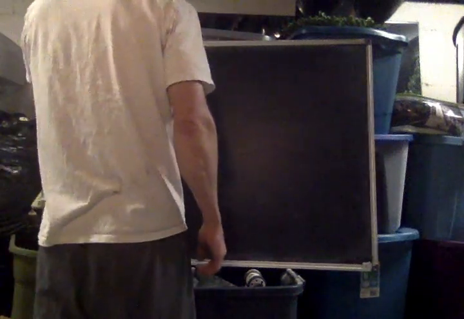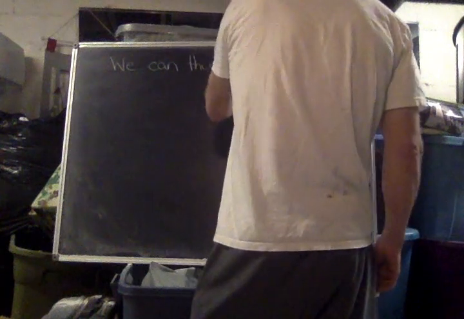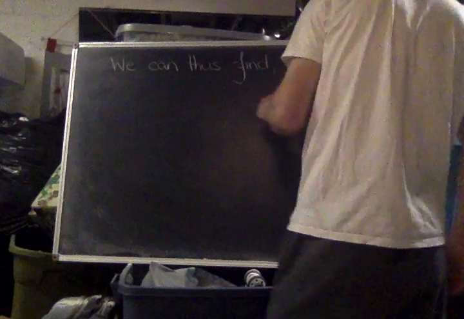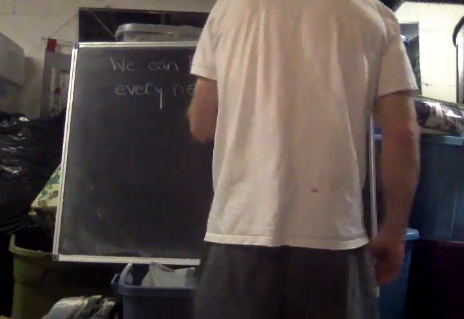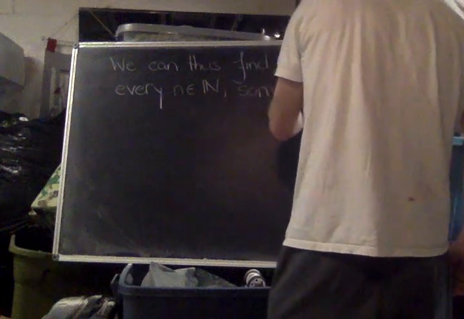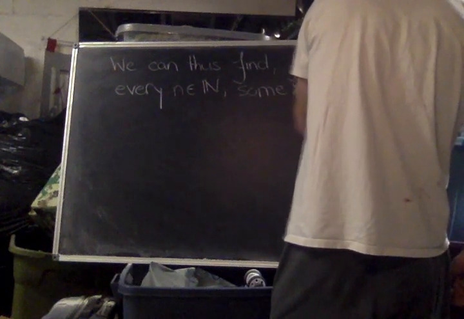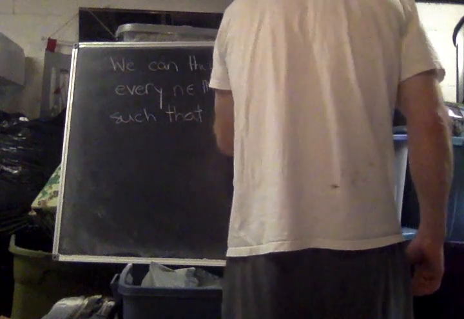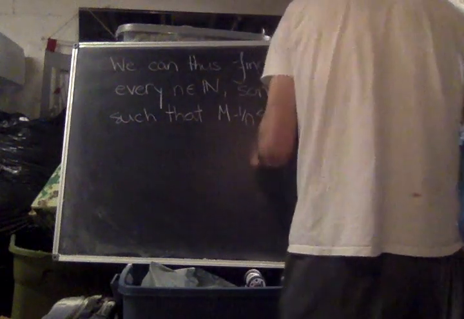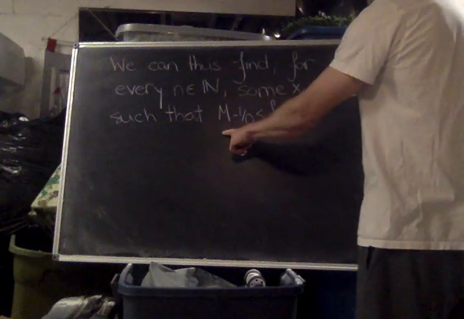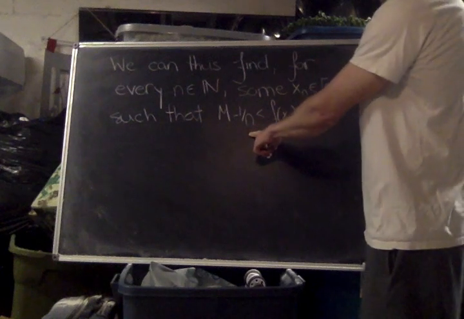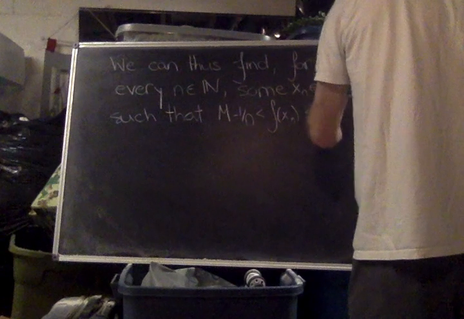So we can thus find, for every natural number n, some x sub n in the interval from a to b such that the value of the function at xn, f of xn, is strictly bigger than the sup of all the function values minus this small positive number 1 over n, and then, of course, necessarily less than or equal to m itself.